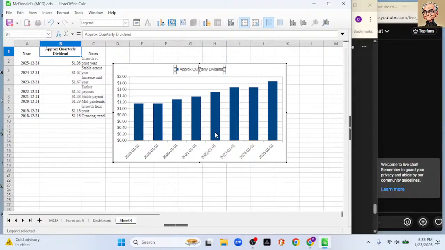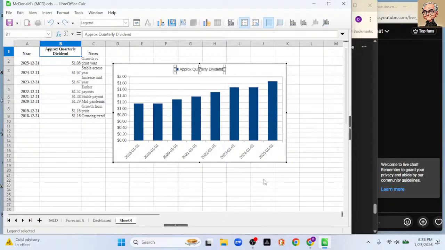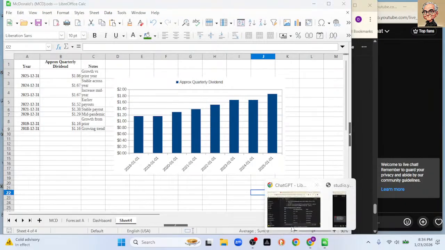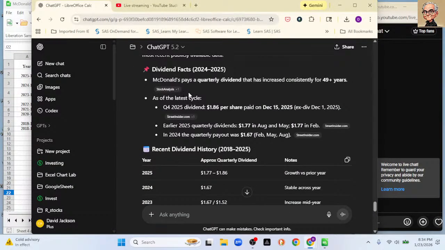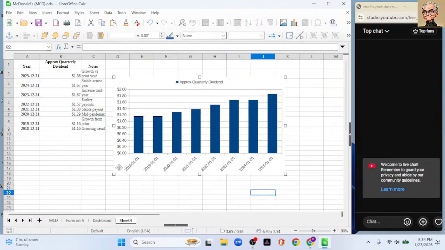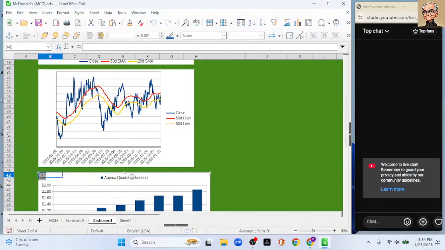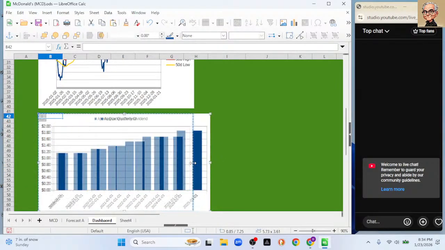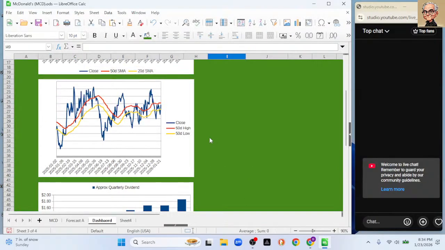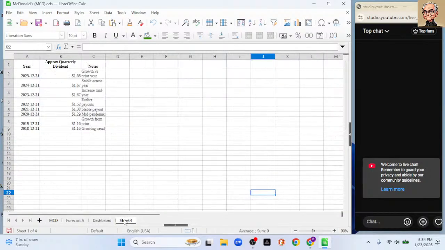So McDonald's has paid a dividend. What's it say again? McDonald's pays quarterly dividends that have increased consistently for 49 plus years. That's unbelievable. Wow. That's all I can say is wow.